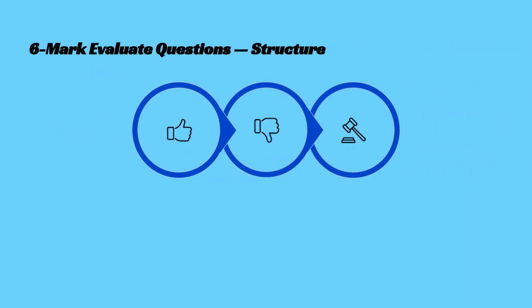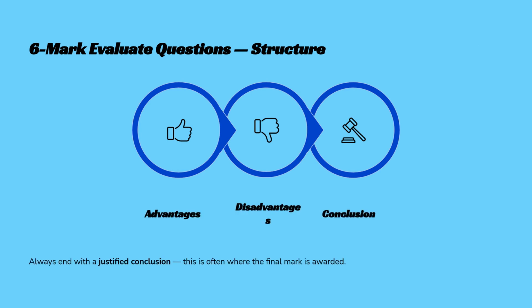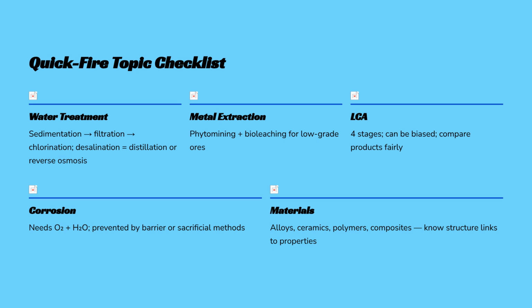For 6-mark evaluate questions, ensure your answer has structure, present advantages, then disadvantages, and always finish with a justified conclusion. Here is a quickfire checklist covering the main topics. Review water treatment, metal extraction, life cycle assessments, corrosion prevention, and the different material types and how their structure relates to their properties.